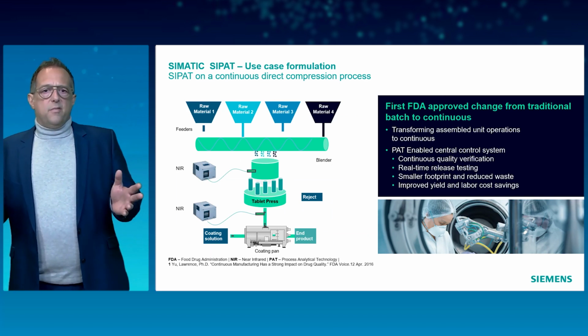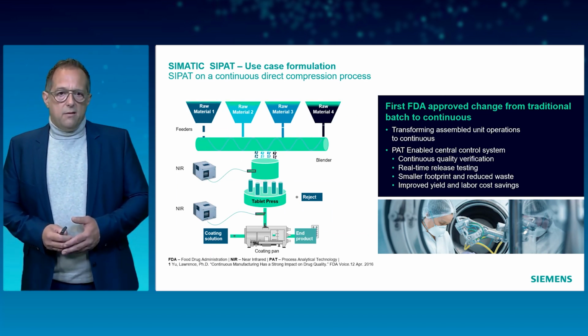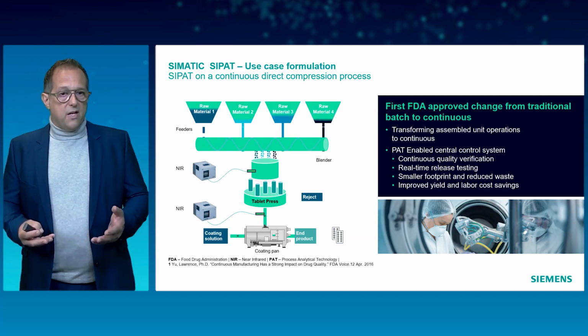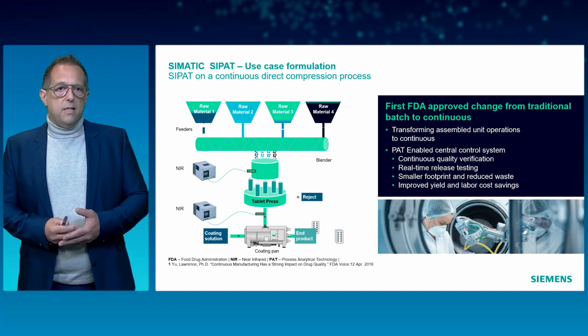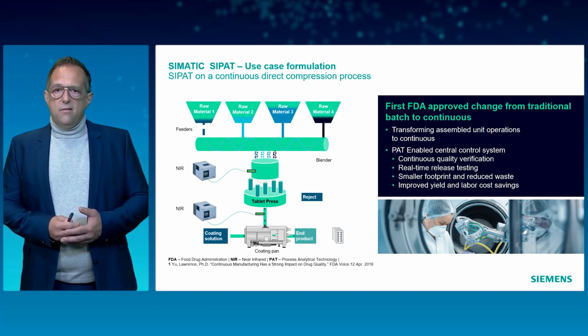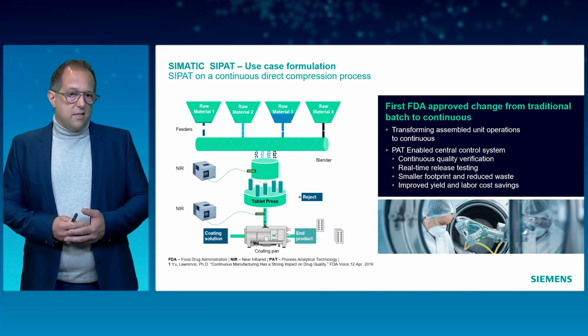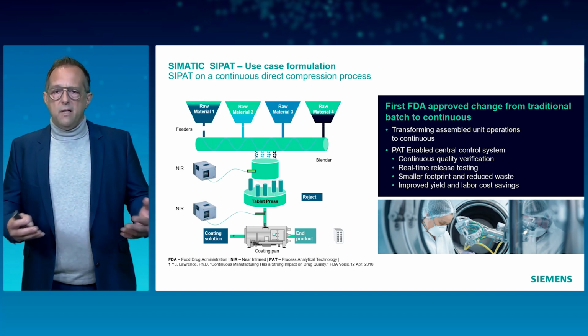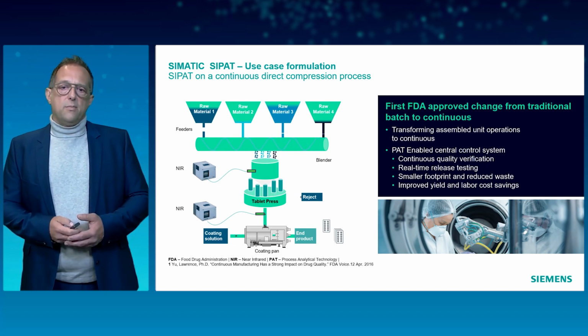Siemens has been involved from the very early days of continuous manufacturing. Even one of the first products that has been approved by the FDA based on continuous manufacturing with a PAT-based control release strategy on it has been realized with the involvement of Siemens with PCS7 and SciPat on it. And in the meantime, we have done many different projects on continuous manufacturing as well.